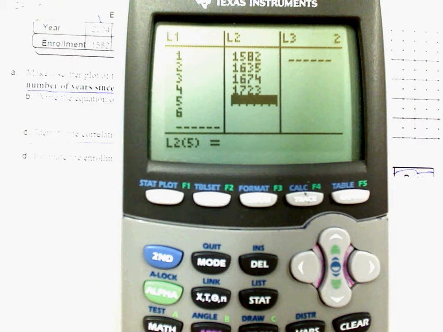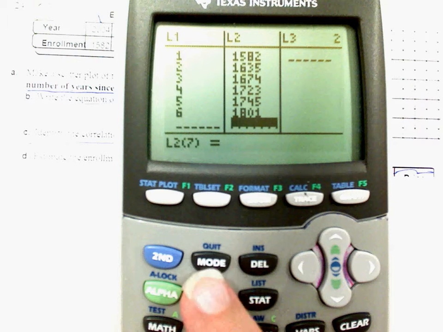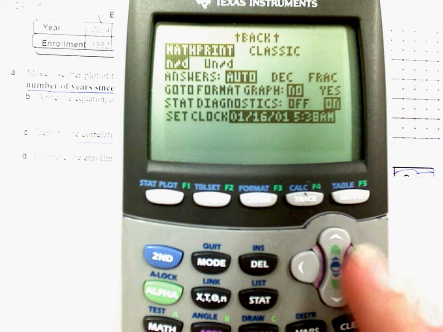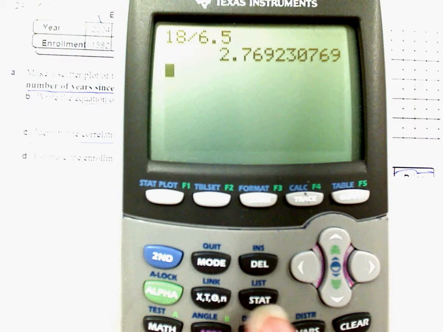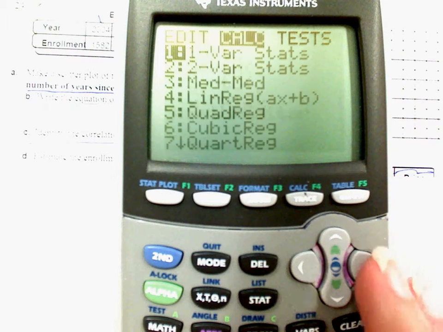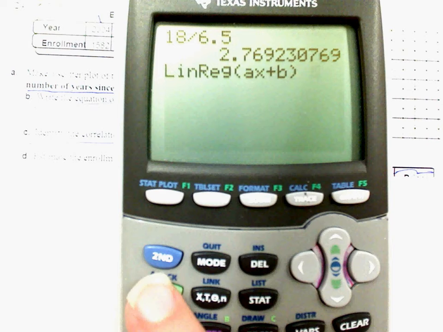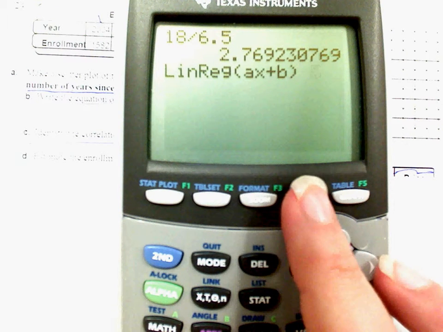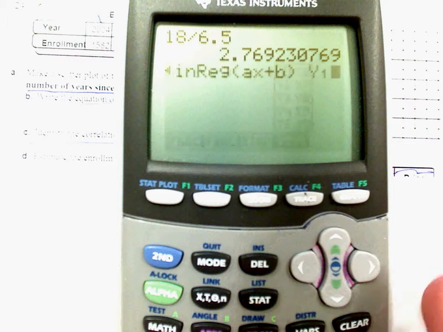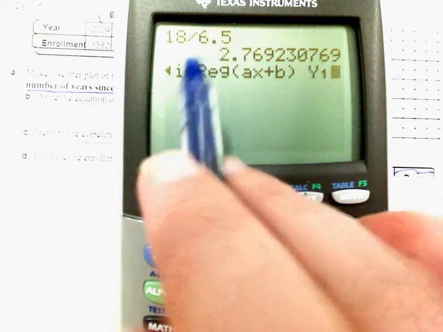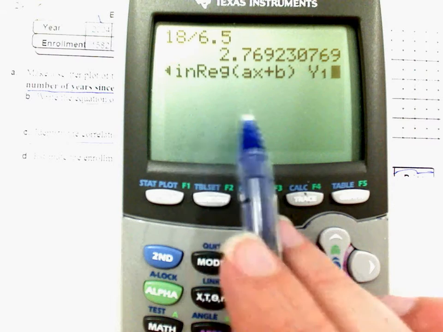What do I need to do? Hey guys, what do I do to make sure that I can see R? Okay, so mode, go to stat diagnostics. Okay, they're on, so that's good. Okay, so stat, now I want to calculate my linear regression. Alpha do vars, y vars if you need to, or alpha trace, y1. Now, a lot of you will get that screen right here, and you put alpha trace under store regression equation. Under store reg eq, alpha trace, enter, I get my equation.